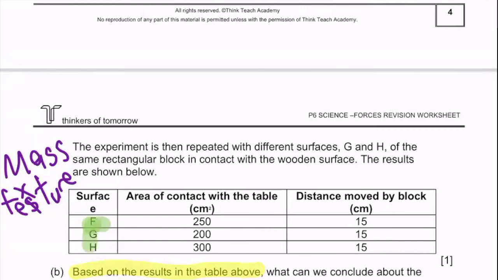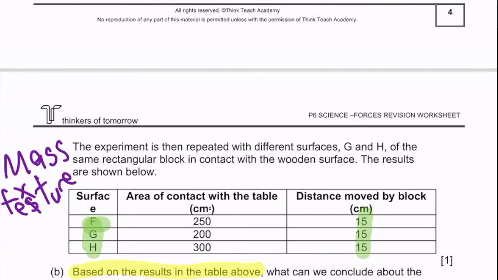Which surface can I compare? In this case, I can compare all three. Why? Because when the area of contact of this block with the table are different, can you see 250, 200, 300? When they are different, what do you realize about the distance moved by the block? Remain the same. Correct.